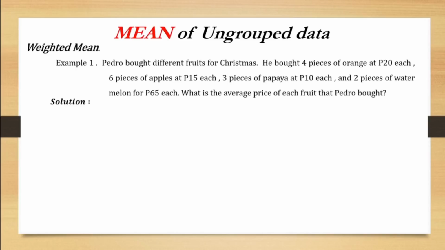Example: Pedro bought different fruits for Christmas. He bought 4 pieces of orange at 20 pesos each, 6 pieces of apples at 15 pesos each, 3 pieces of papaya at 10 pesos each, and 2 pieces of watermelon for 65 pesos each. What is the average price of each fruit that Pedro bought?